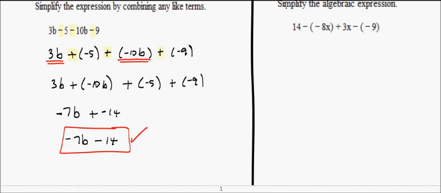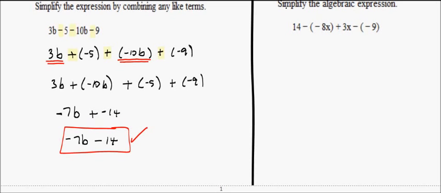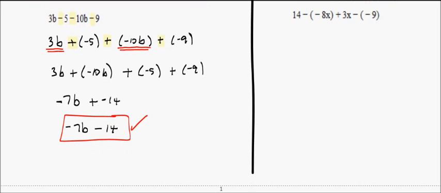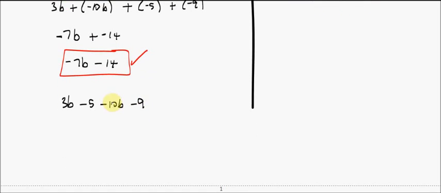All right, now some of you might think, God, I just hate that method of changing subtraction to addition. Do I have to do that? And the answer is no, you don't. Let's take a look at this guy again. 3b minus 5 minus 10b minus 9. If you don't want to switch those signs, if you don't want to change the operation, you could do it this way. I think you'll be safe.